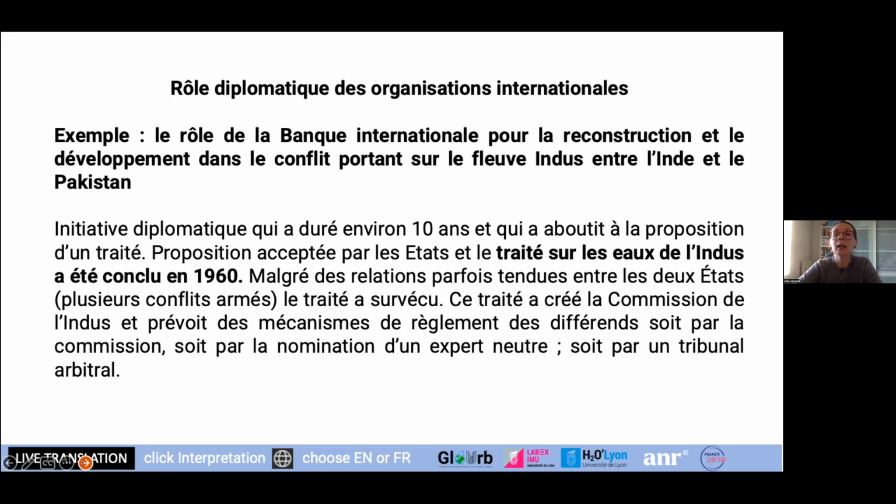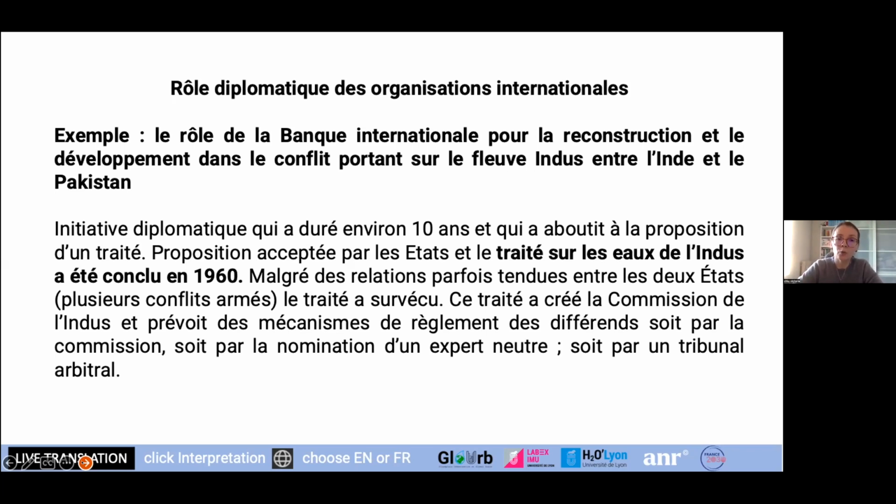Then there's the diplomatic role of international organizations that needs to be mentioned. So there is the signing of the treaties relating to the Indus. So there was a treaty that was signed in 1960. It was concluded thanks to a diplomatic initiative that lasted for about 10 or so years. And it was initiated by the International Bank for the Reconstruction and Development of the area. So it's a treaty that was drawn up by the Indus Committee, and the idea was to settle any problems.